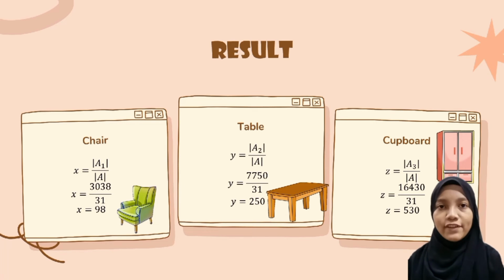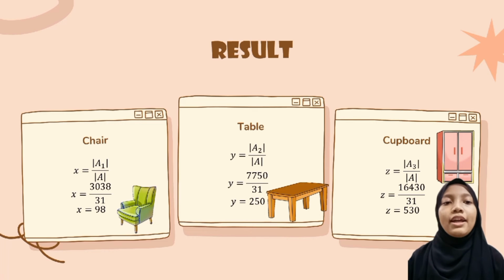As a result, to find the values of x, y and z, we will need to divide the determinant of the new coefficient by determinant A. Hence, to find the value of chair, which the variable is x, we will need to divide the determinant A1 by determinant A to get the answer 98. For the table, which the variable is y, we need to divide the determinant A2 by determinant A to get the answer 250. Then for the cupboard, which the variable is z, we need to divide the determinant A3 by determinant A to get the answer 530.